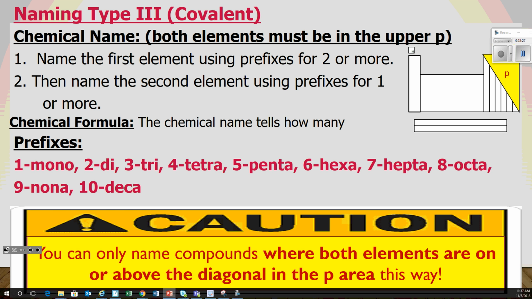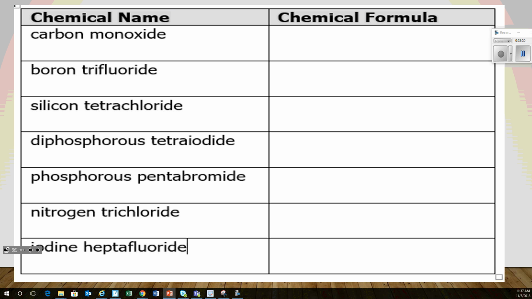Okay, so here we go. Carbon monoxide, what was it? CO. Okay, boron trifluoride. What's boron? B. Trifluoride. F, and then the 3. Good. Silicon tetrachloride. What's silicon? Si. Tetra. Okay, so what do I do now? Cl, and then the 4 subscript. Good.